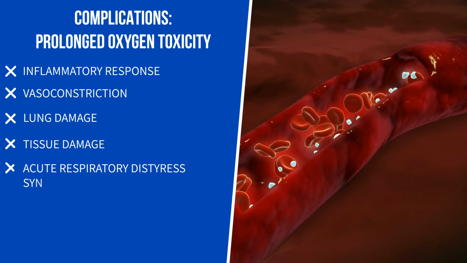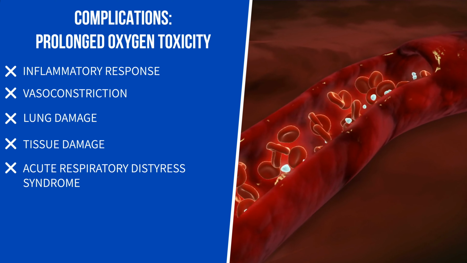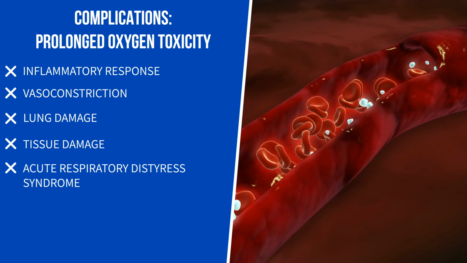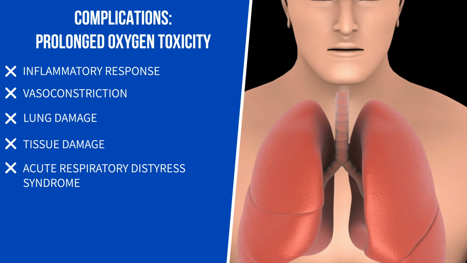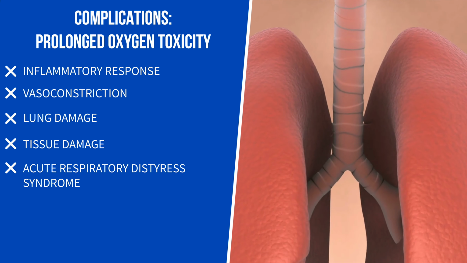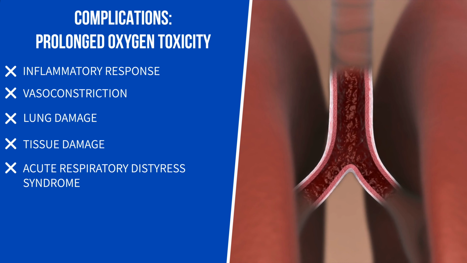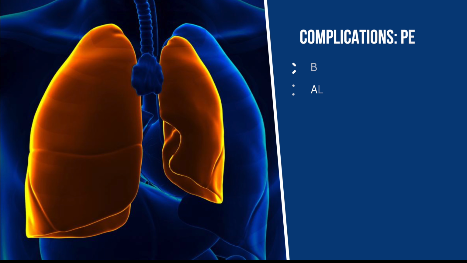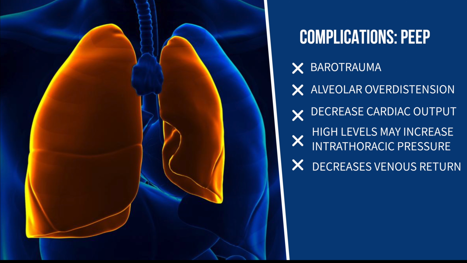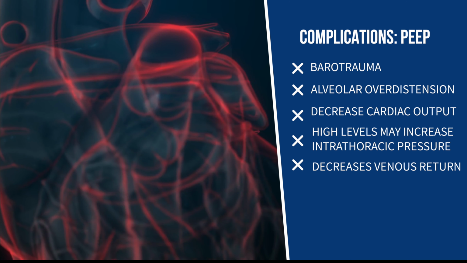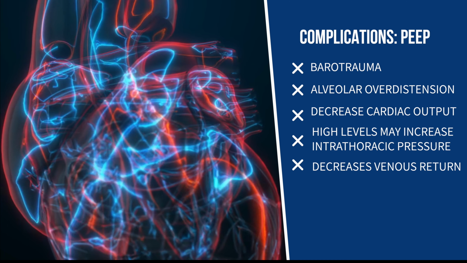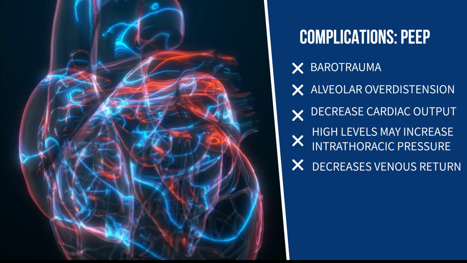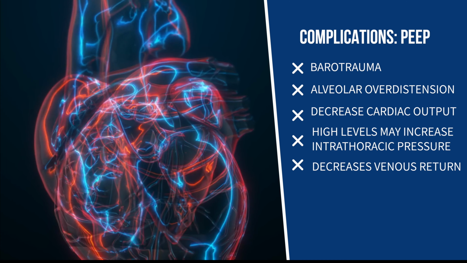Prolonged oxygen toxicity is harmful. It causes an inflammatory response, vasoconstriction, and lung damage. It can exacerbate tissue damage and contribute to acute respiratory distress syndrome. PEEP can cause barotrauma due to overdistension of the alveoli. It can also decrease cardiac output because at higher levels, it may increase intrathoracic pressure, reducing venous return to the heart.